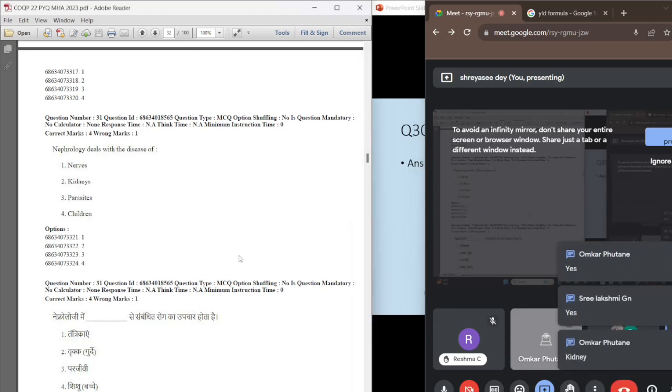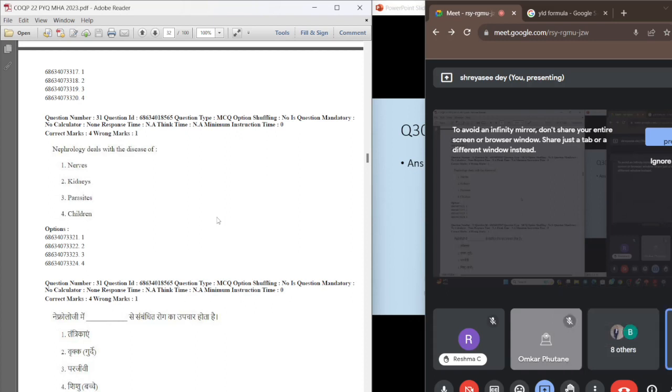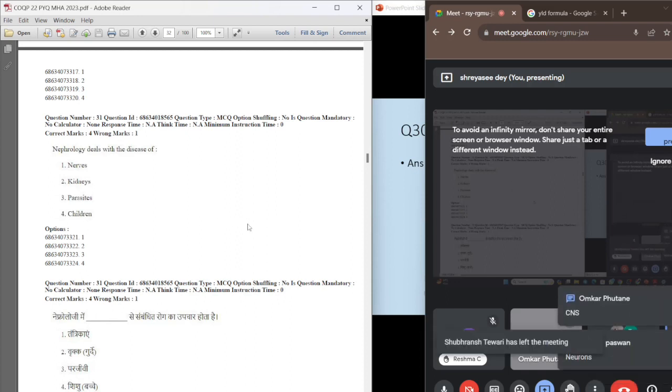And what are the units of the brain? Like what is the brain and spinal cord made of? Any idea? Neurons, right? Okay. See, it is not that hard as much as you are thinking.